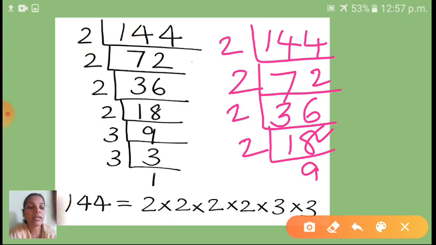That means 9 2's are 18. And this 9 will come in which table, children? Which prime number's table? 3. 3 3's are 9. So we will stop now here. Why? Because this 3 is the prime number. Okay. So 2 into 2 into 2 into 2 into 3 into 3. That is the prime factors of 144.